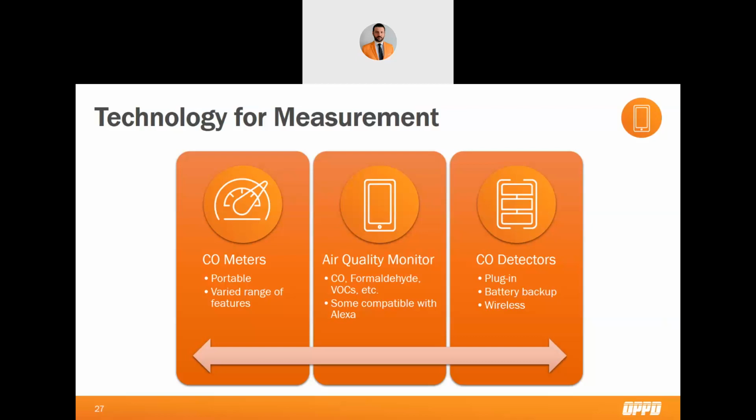Lastly, the air quality monitors are one of the more technologically advanced devices. Some of them can even connect to an Alexa to give alerts if certain levels exceed safe thresholds. These monitors do just that. They provide digital readouts of the levels of various compounds in the air like carbon monoxide, formaldehyde, VOCs, and more.